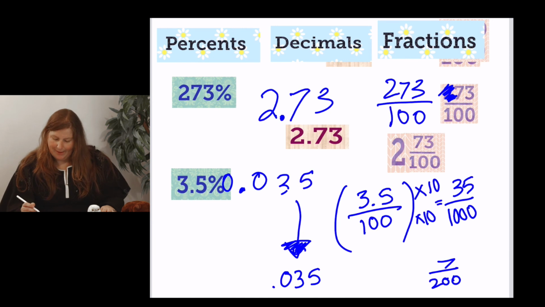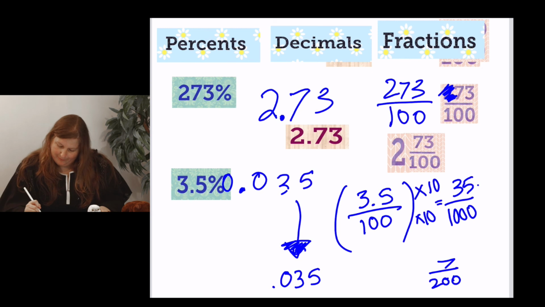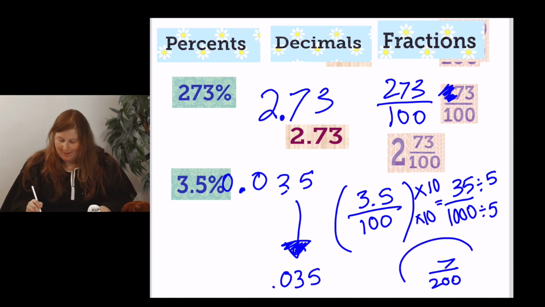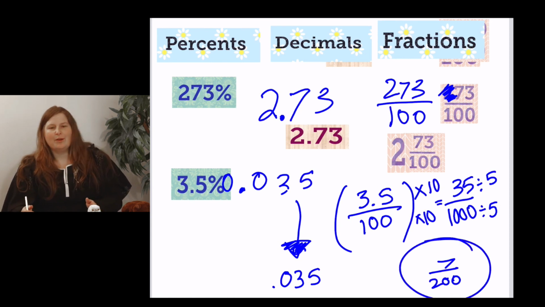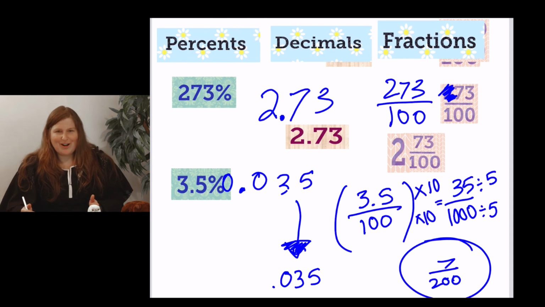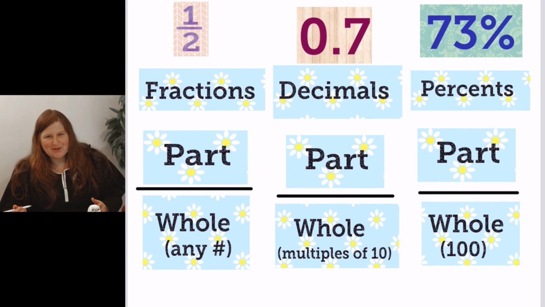Now, to simplify that, I can divide 35 and I can divide 1,000 by 5. When I divide the numerator by 5, 35 divided by 5 is 7. When I divide the denominator by 5, 1,000 divided by 5 is 200. So I actually get the same answer that I came up with by solving the problem in 2 different ways. I encourage you to see how many different ways you can come up with to solve these problems when you're converting fractions, decimals, and percents. You are now also a wonderful wizard of math when it comes to converting fractions, decimals, and percents.